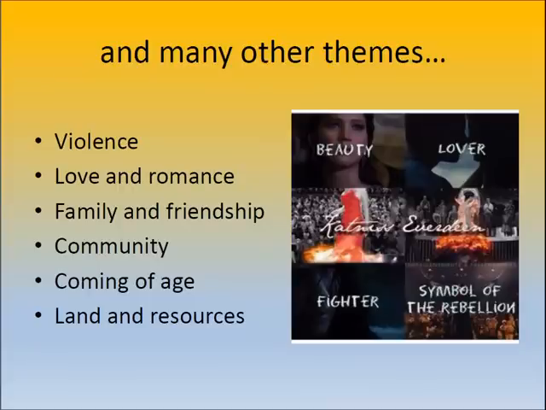There are a lot of other themes as well that overlap with these: violence, love and romance, family and friendship, community, coming of age, land and resources. So when we're thinking about the girl on fire, we're thinking about her as more than just beautiful, more than just a lover, more than who her lovers are, more than just the symbol of the rebellion, more than just a fighter. These girls on fire are so much more.